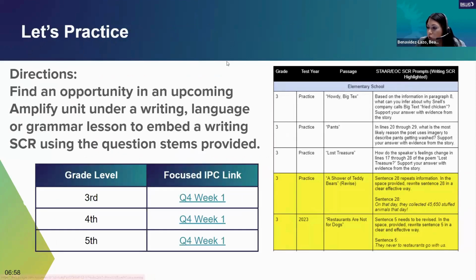Because now I want you to practice finding an opportunity in an upcoming Amplify unit. It can be under the writing, language, or grammar section of that lesson. It just depends on how that lesson is written. Sometimes you'll find them under writing, language, or the grammar, to embed a writing SCR using the question stems provided. This is going to be in your participant guide. Everything is linked from your Focus IPC to the stems. So I will give you about 5 minutes to peruse through those and find an opportunity where you could embed an SCR writing.